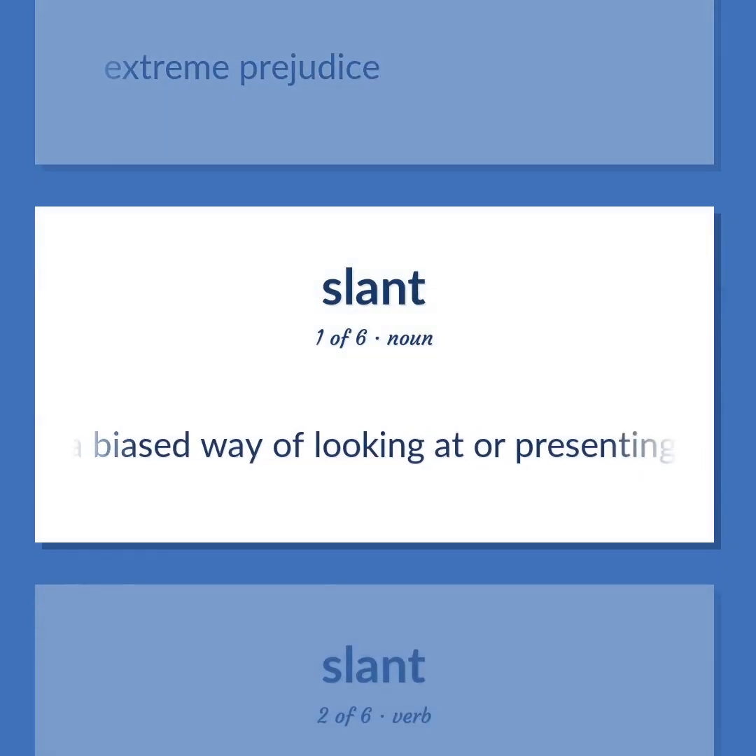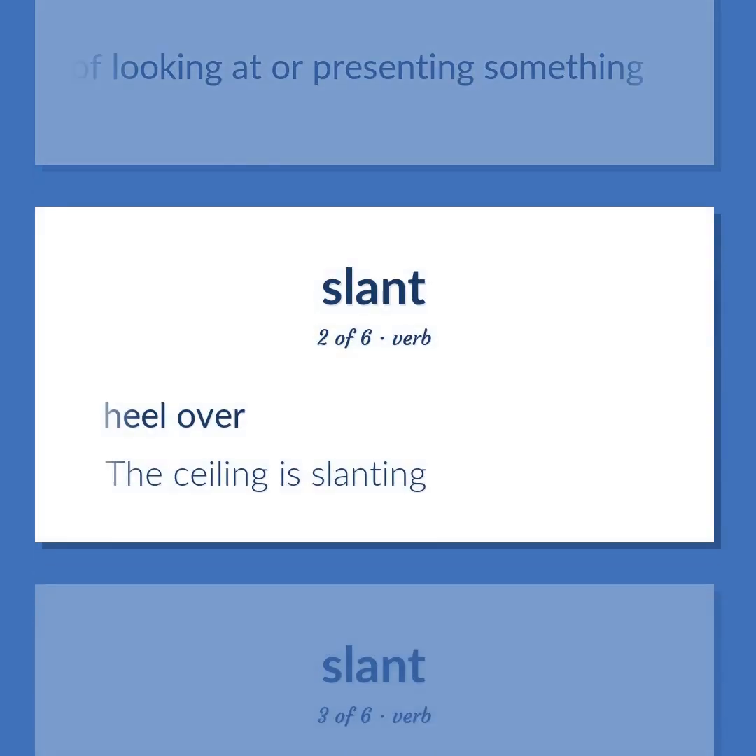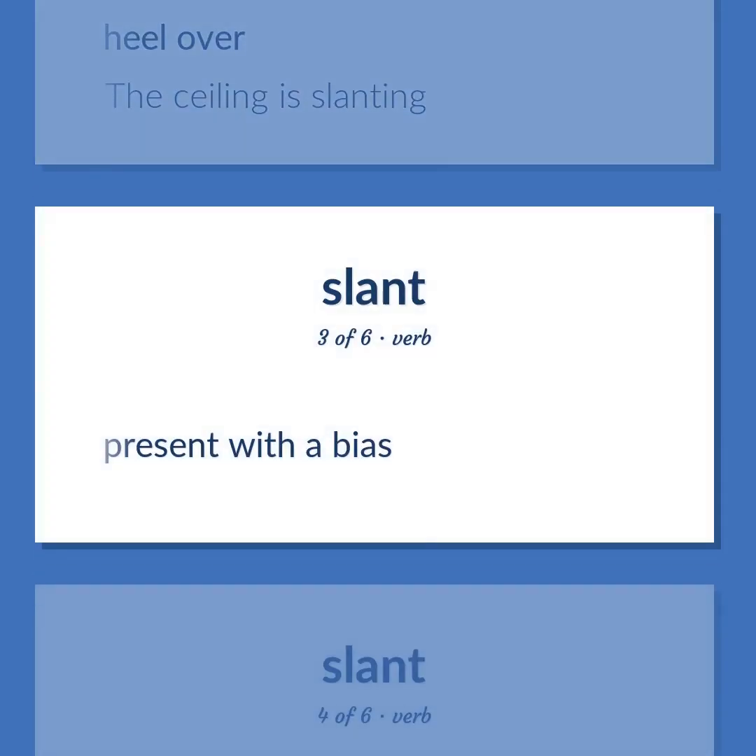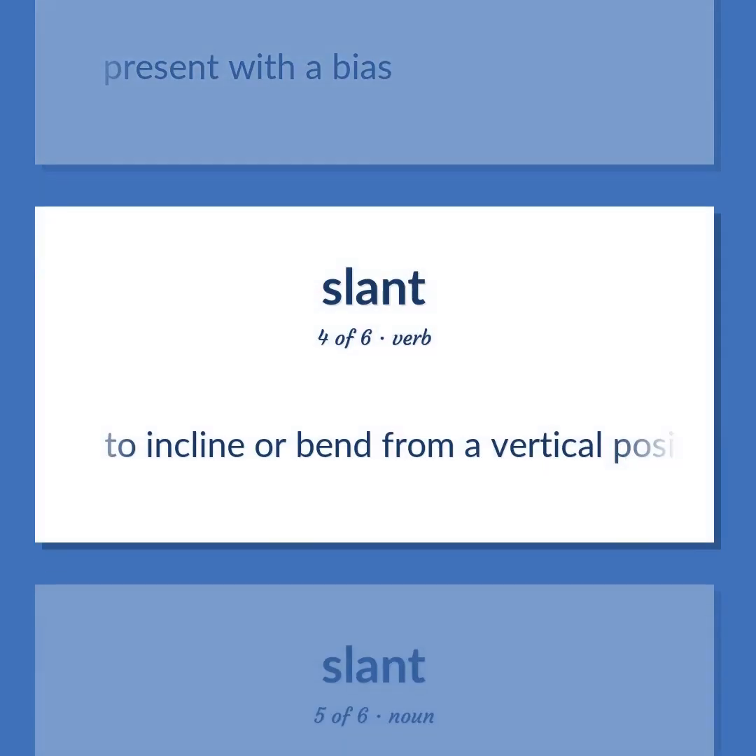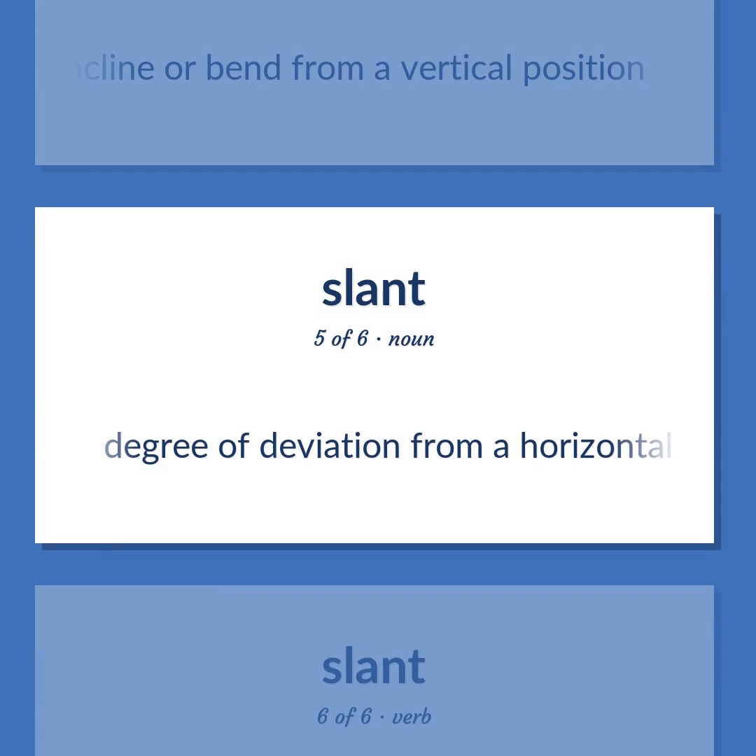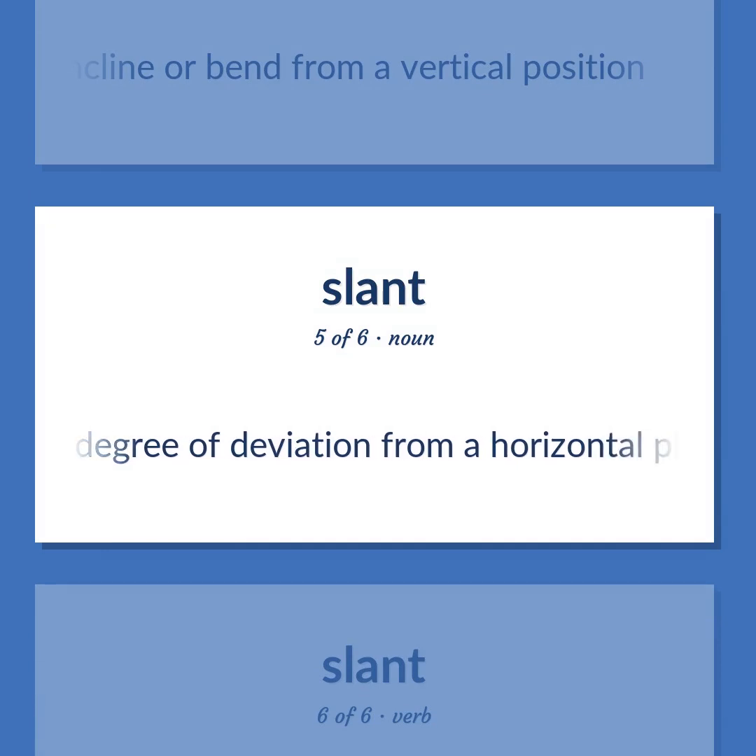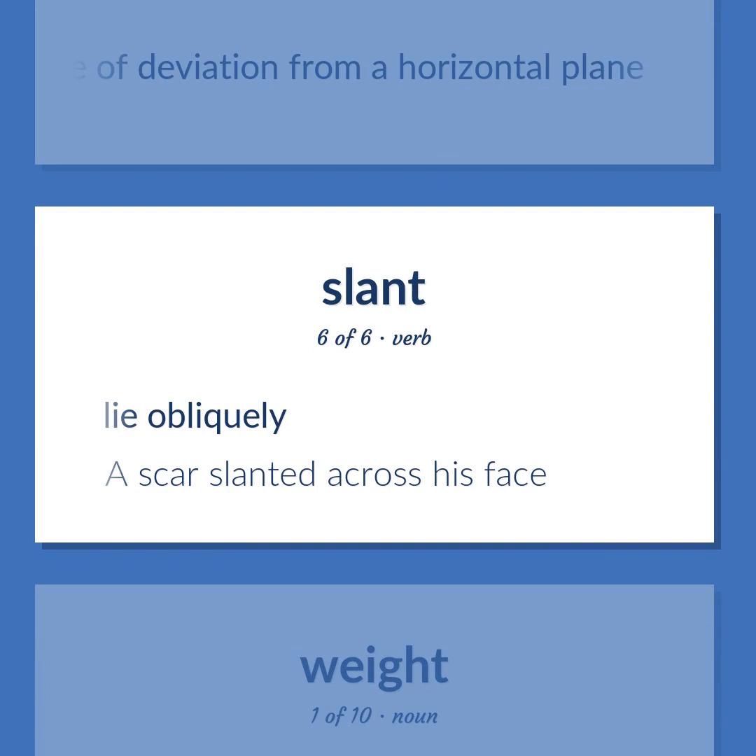A biased way of looking at or presenting something. Heel over. The ceiling is slanting. Present with a bias. To incline or bend from a vertical position. Degree of deviation from a horizontal plane. Lie obliquely. A scar slanted across his face.